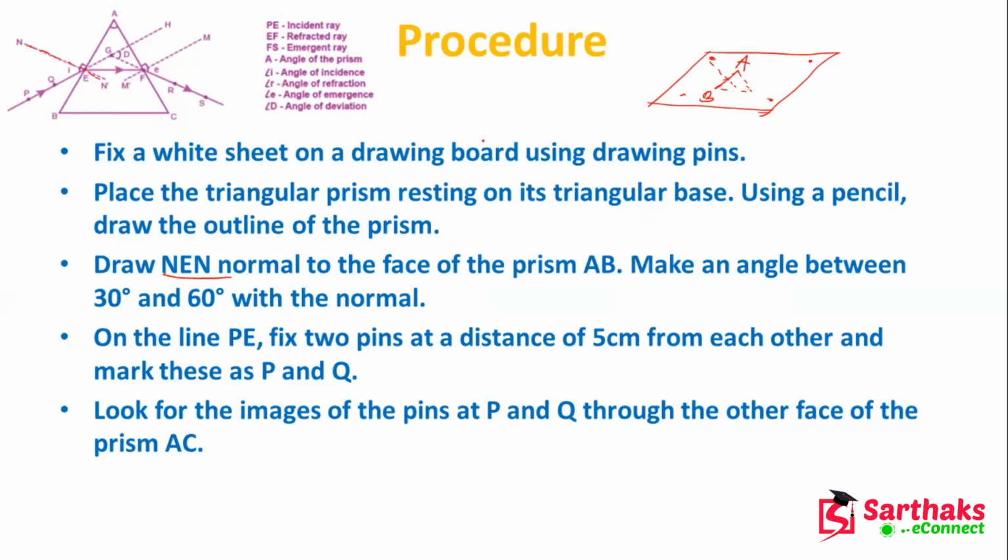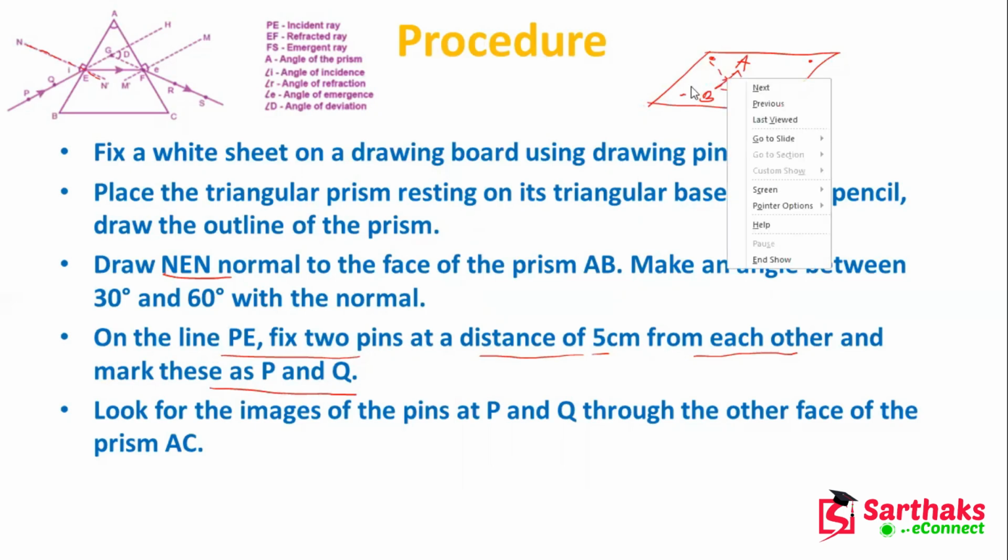On the line PE, fix two pins at a distance of 5 cm from each other and mark these as P and Q. So let us draw this line, and with a distance of 5 cm, you make P and Q. Look for the images of the pins at P and Q through the other face of the prism, AC, where this is the AC.